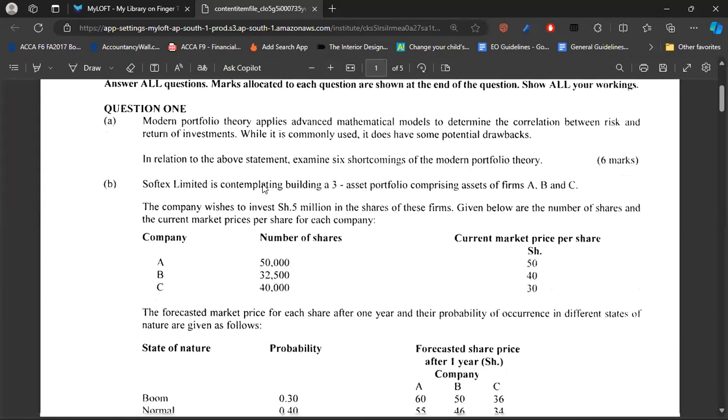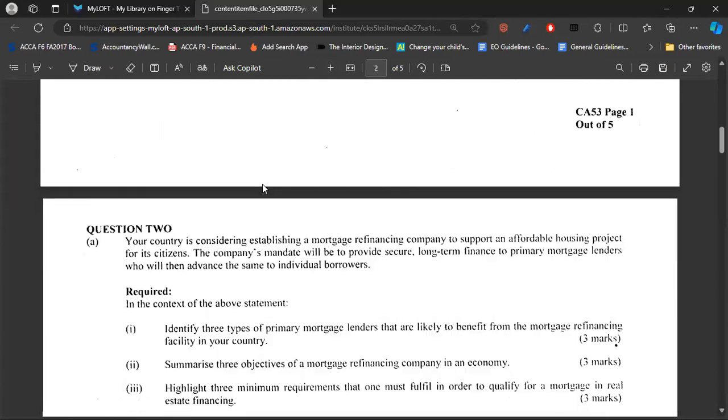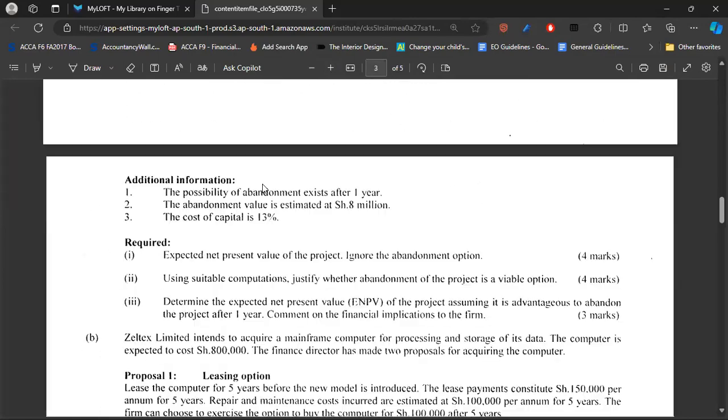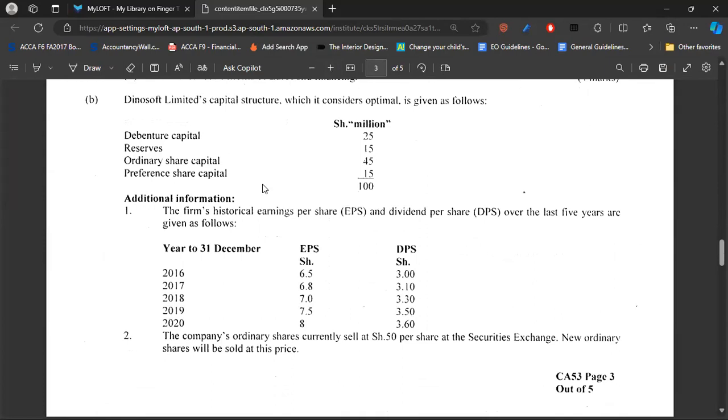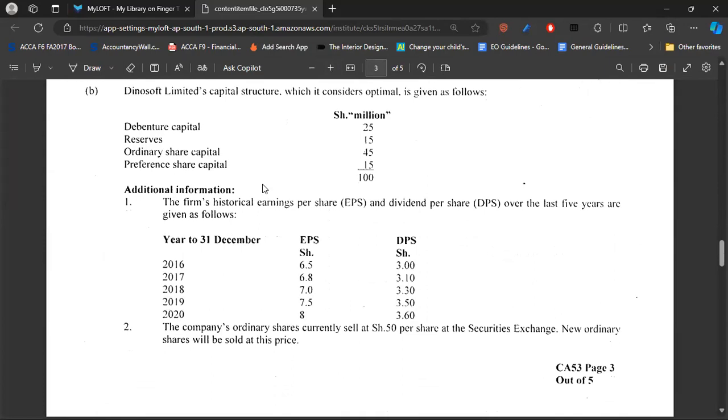So September is there. Question number 4B. So someone read the question, please. Someone read the question.